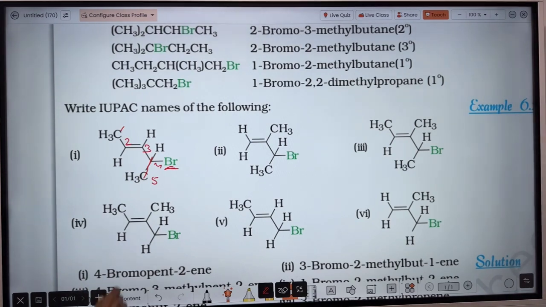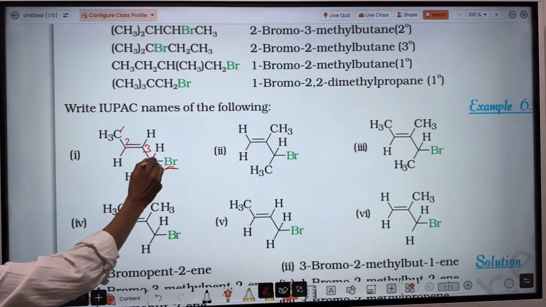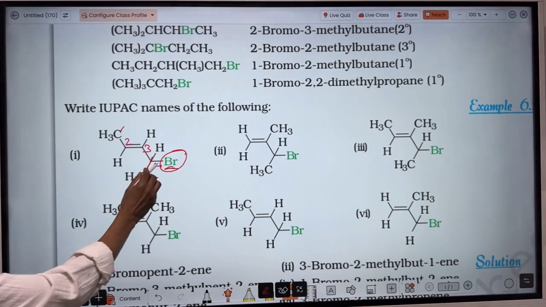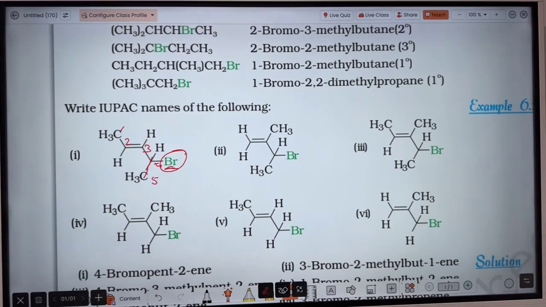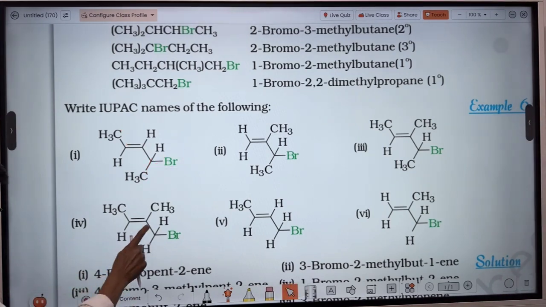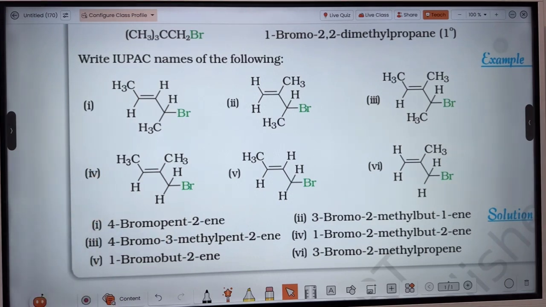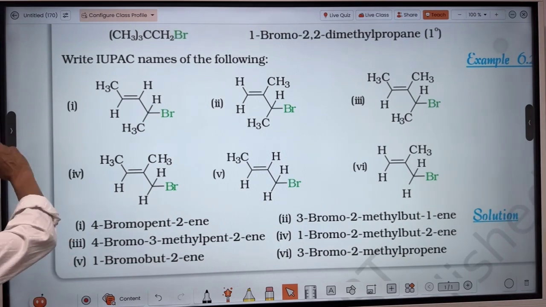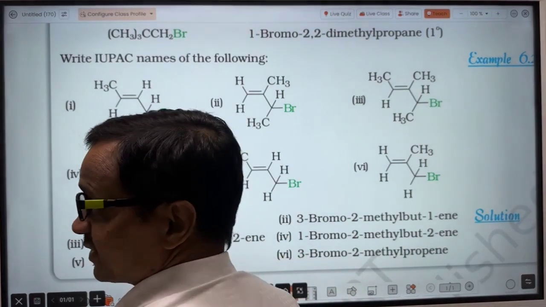Now let's see where the substituent is. Here no substituent, this side no substituent because hydrogen is here. So only bromine is here, and that is at the fourth position. So 4 bromo, pent 2 ene. Here the answer is also written 4 bromo, pent 2 ene, because at the fourth position bromine is attached and the double bond is at the second position. That's why the IUPAC name of this compound is 4 bromo, pent 2 ene.